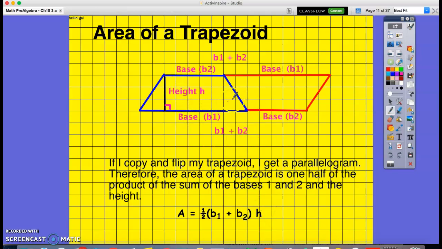But remember, we doubled the area, right? We don't need this, so we need to take half of it. So half of B1 plus B2 times H. That's how we get the formula. It's easy, right? So even if you forget, you know how to derive it from a parallelogram.